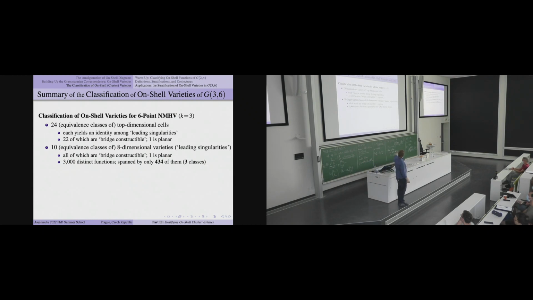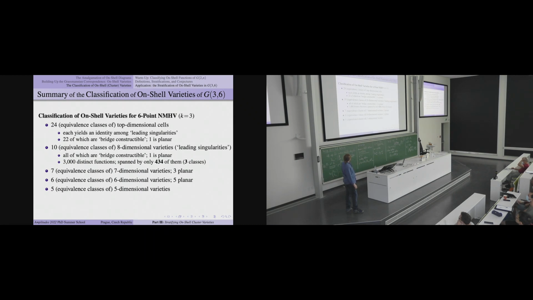What this is saying is that at any loop order in non-planar N equals 4, you need 434 of those things. 434 maybe sounds like a big number, but it's a lot smaller than 10 times 6 factorial times 2, so it's not that terrible. And in fact, you only need 3 different seeds of them. That's pretty good. You keep going, and you find 7 equivalence classes of 7-dimensional varieties, 3 of which are planar, and 5 planar of the 6 at 6 dimensions, etc.